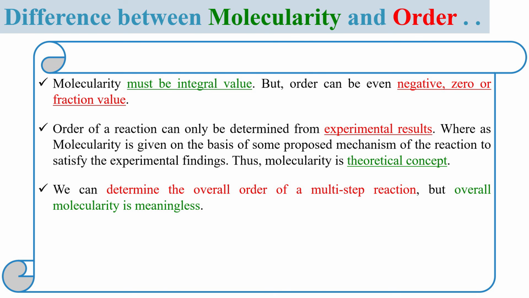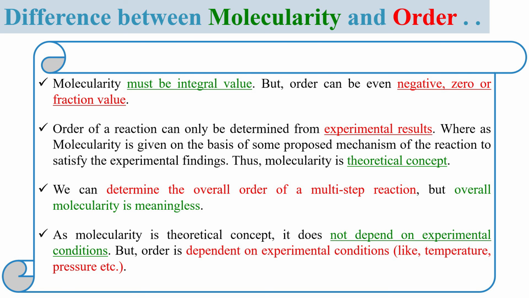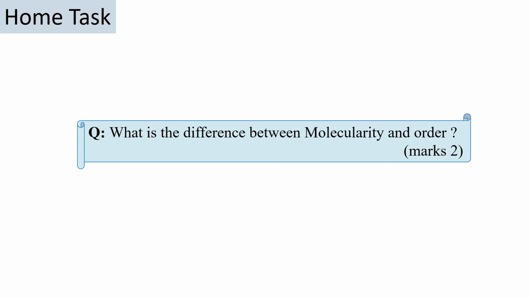As the order of a reaction is determined from experimental results, we can determine the overall order of a multi-step reaction. But overall molecularity is meaningless for a multi-step reaction. As molecularity is a theoretical concept, it does not depend on experimental conditions, but order depends on experimental conditions like temperature, pressure, etc. Now it's time to give homework. Write the difference between molecularity and order. Try to write down the answer within 2 minutes.